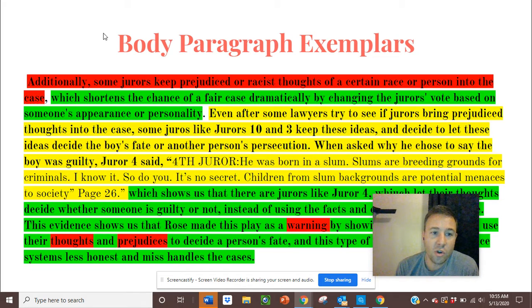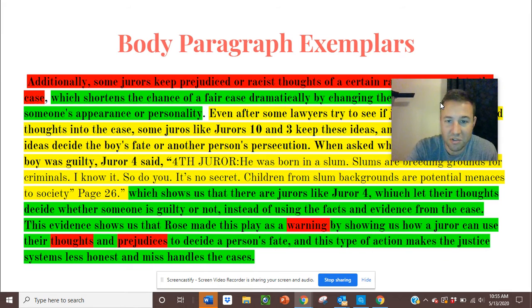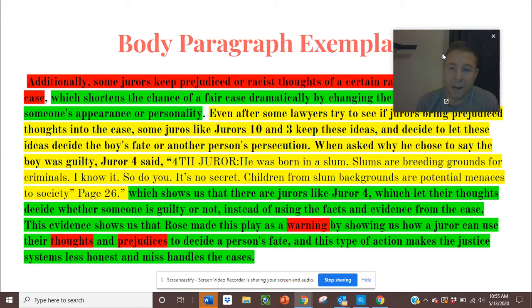When asked why he chose to say the boy was guilty, Juror 4 said, quote, "He was born in the slum. Slums are breeding grounds for criminals. I know it. So do you. It's no secret. Children from slum backgrounds are potential menaces to society."